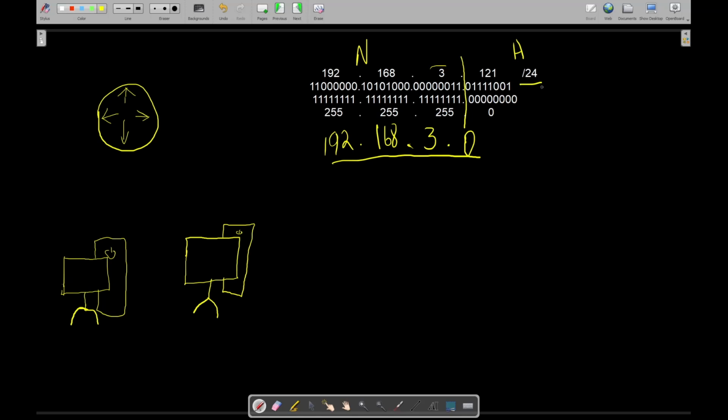Over here, we got another prefix. I'm going to go ahead and show you the common prefixes. We got a /8, which is just 255.0.0.0. A /16, which we saw in the previous slide, which is 255.255.0.0. And then a /24, which is this.